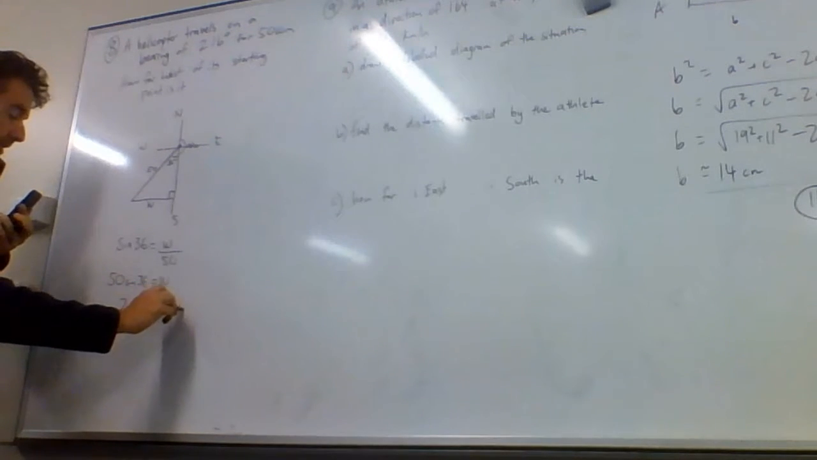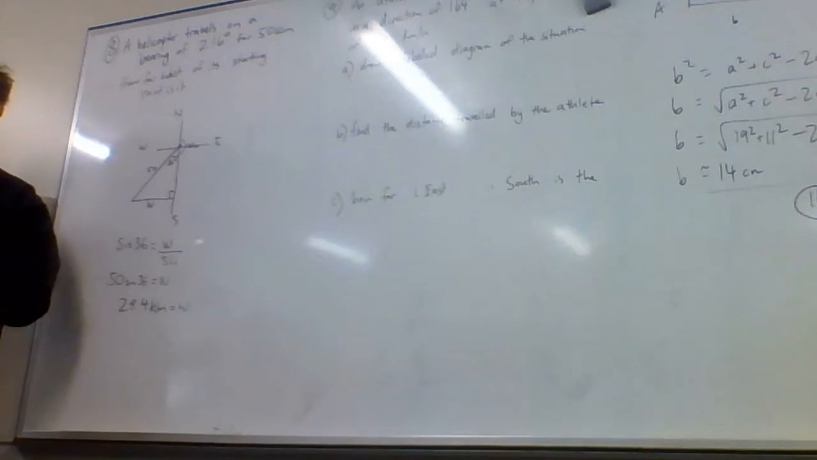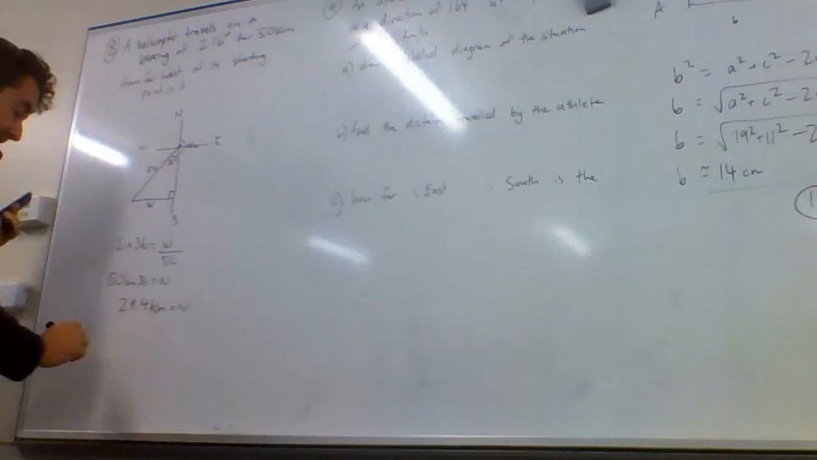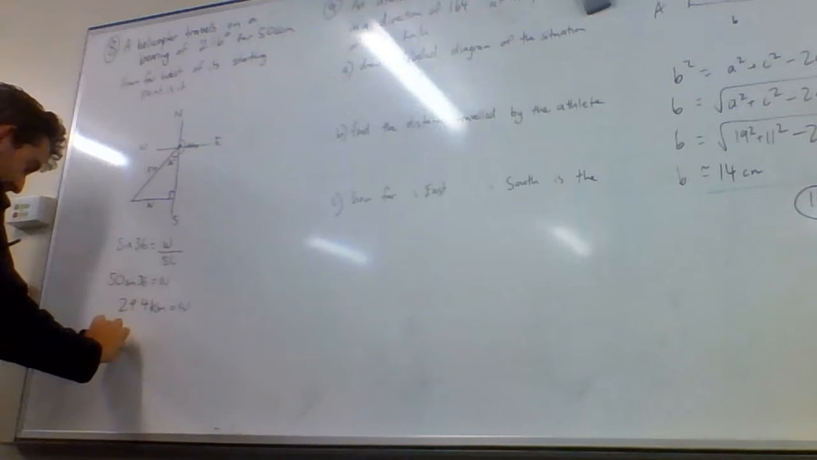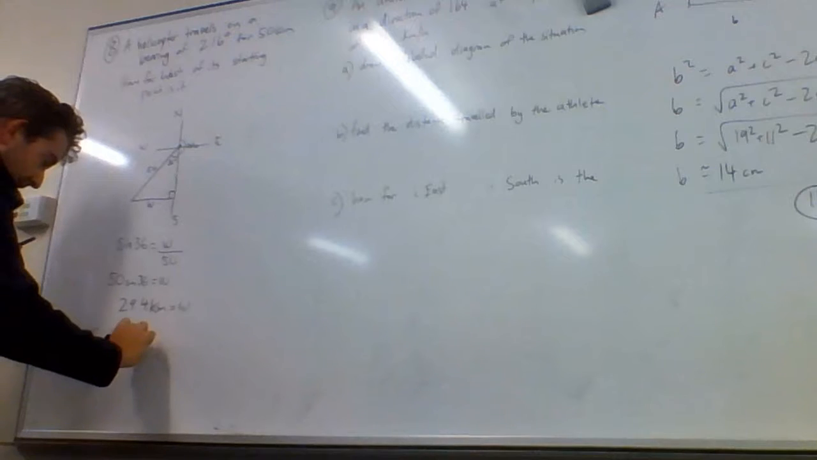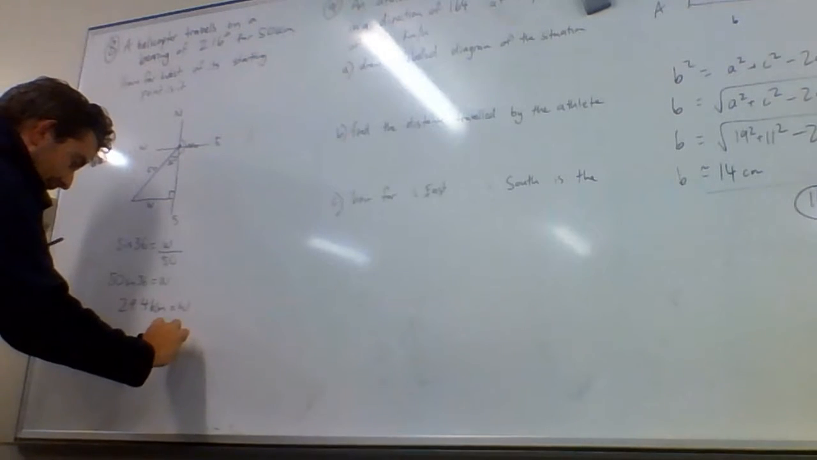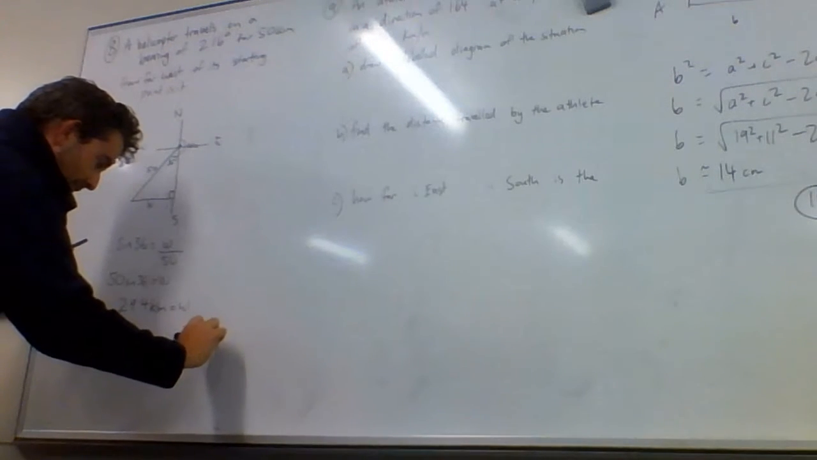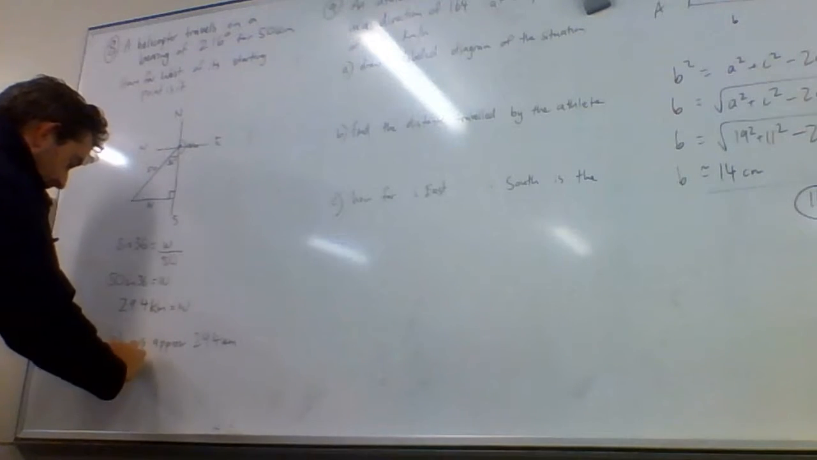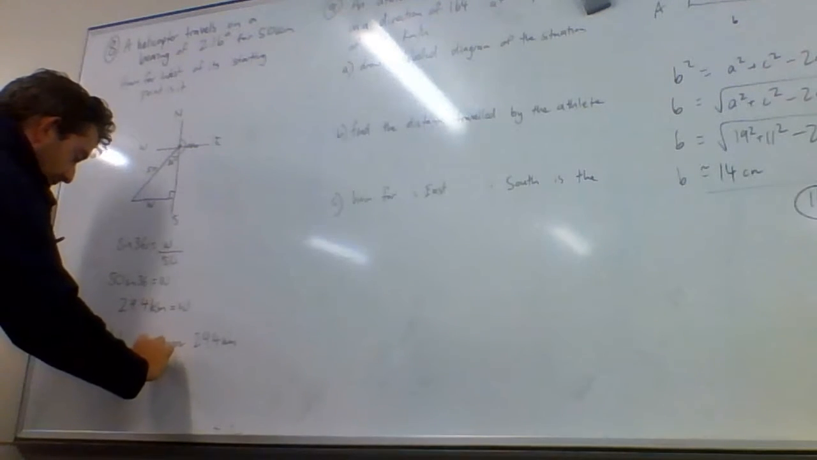Okay, equals W. So the question's asking me this in words, so I'm going to answer in words. The helicopter, I'll just write heli for short, is approximately 29.4 kilometres west of its starting position.